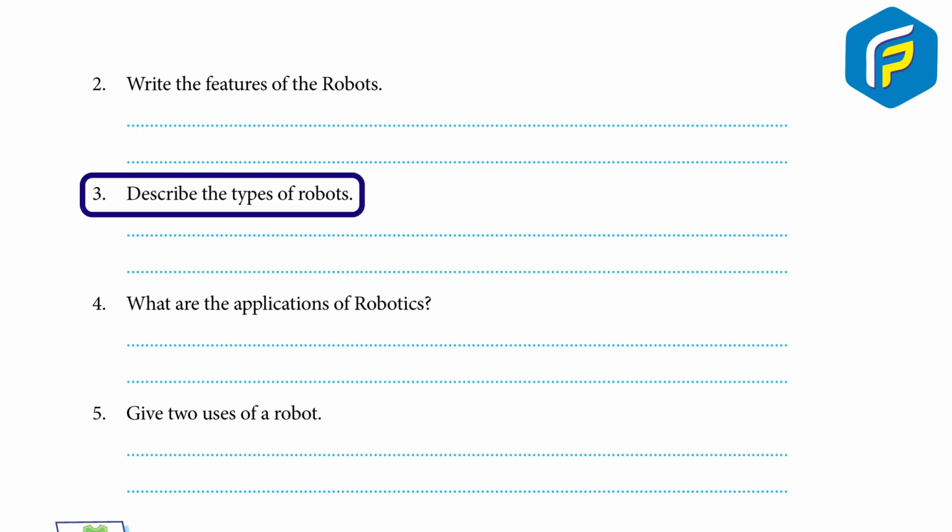3. Describe the types of robot. Answer: Types of robot: 1. Aerospace robots. 2. Consumer robots. 3. Disaster responsive tools. 4. Industrial robots. 5. Medical robots.